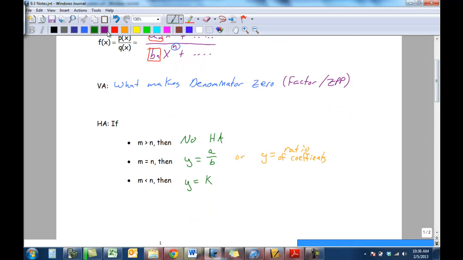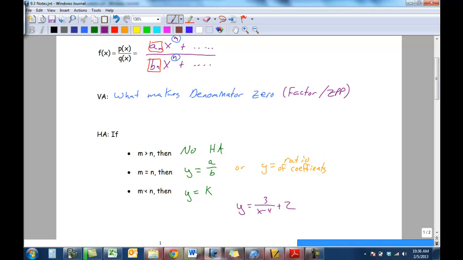We've done examples where y is equal to 3 divided by x minus 4, plus 2. The top exponent is less than the bottom one. Look at this. This is x to the first downstairs. Since there's no x up here, that's the same thing as x to the 0 power. And when we did this, the horizontal asymptote was y is equal to 2. Up here, when there's nothing, that's like saying plus 0. So that's why the book says it's y is equal to 0.